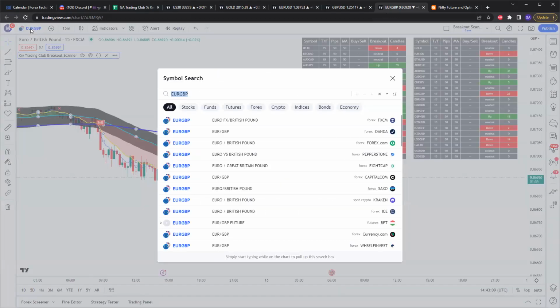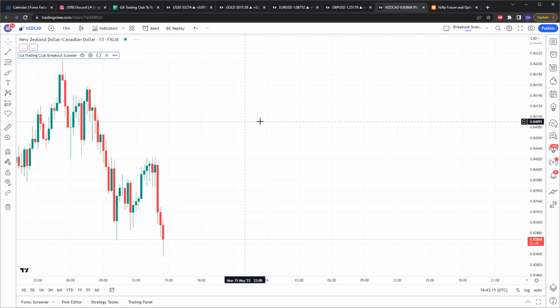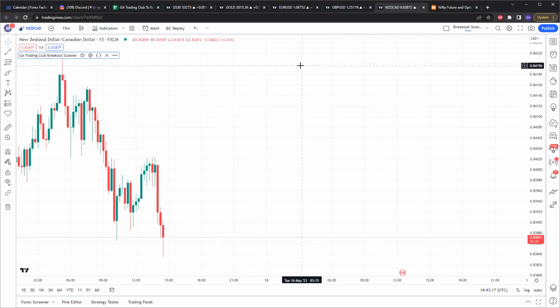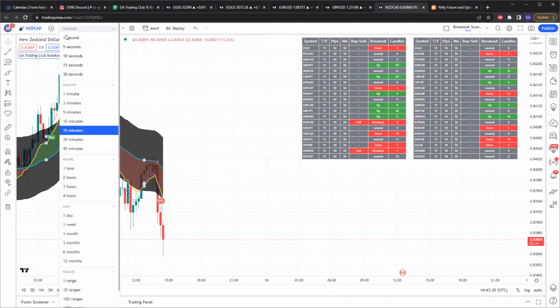So what you do, you come to the chart. You don't have to use this chart, but I'll just use the chart that has a breakout scanner. Remember, the breakout scanner indicator, you can put it on any asset. The only thing to notice is that the breakouts you're getting are dependent upon what time frame is on here. So I can have it on NZD CAD, USD, US 30, whatever, and I'm going to get the same results. The only difference is if I change the time frame.